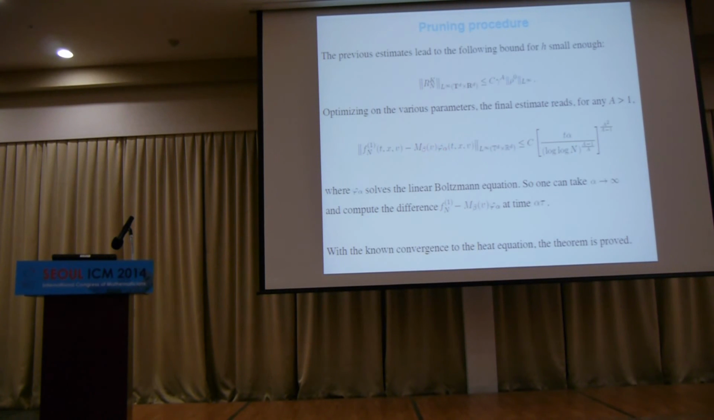Okay? Then you rescale time to get the heat equation, remember? You have alpha tau, so you'll have tau alpha squared. If alpha squared is smaller than log n again, it still goes to 0. Okay? And that basically ends the proof.